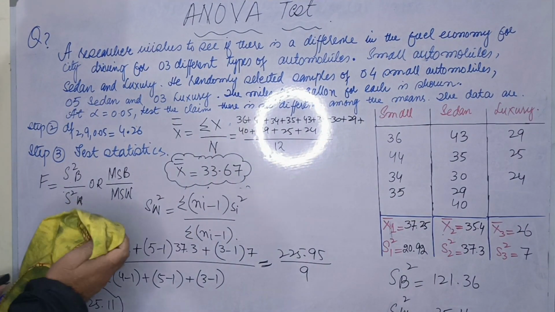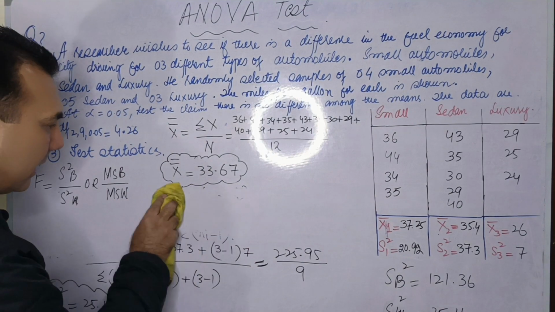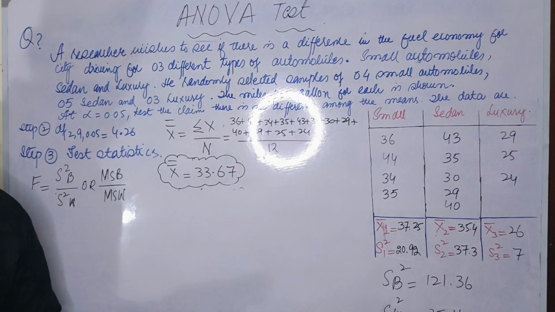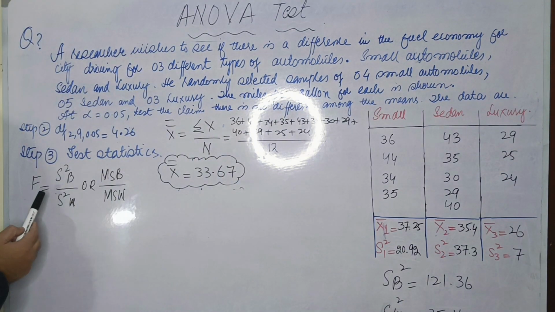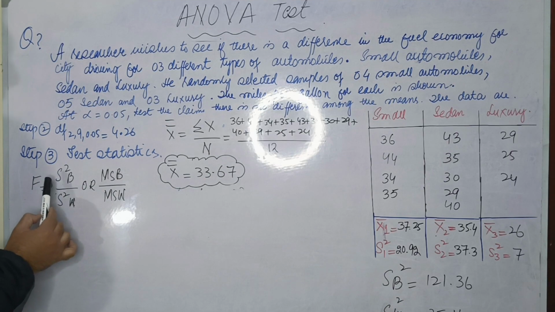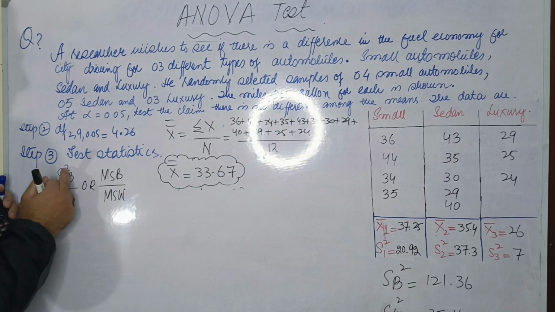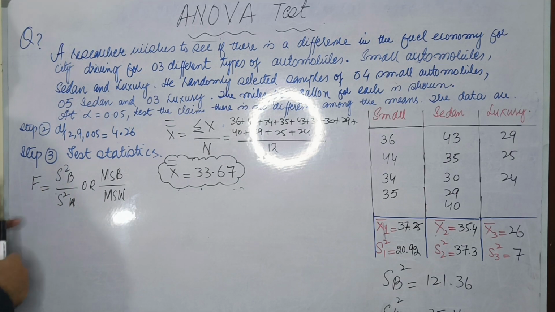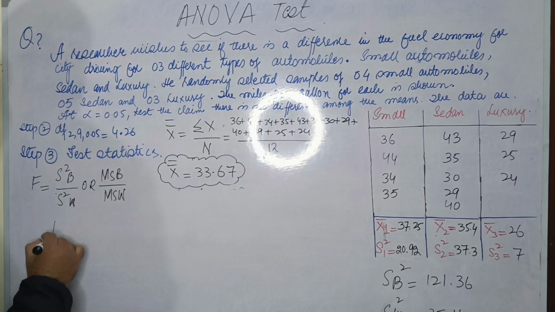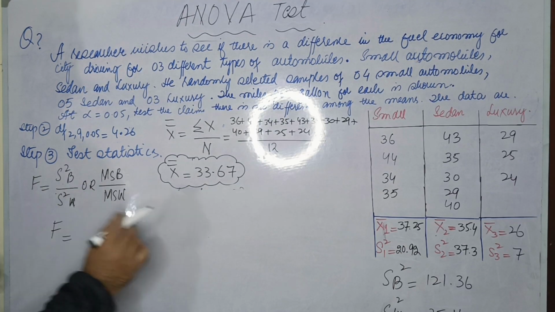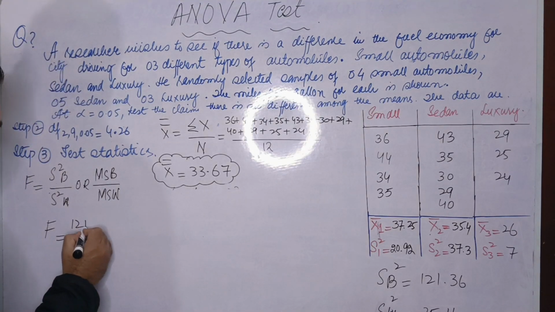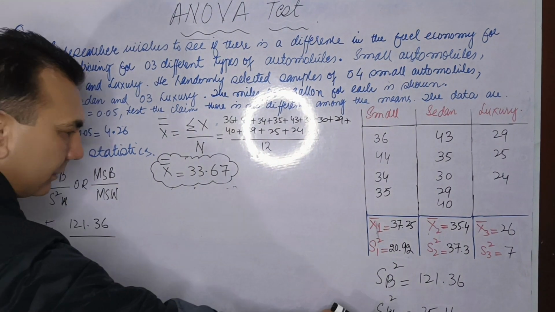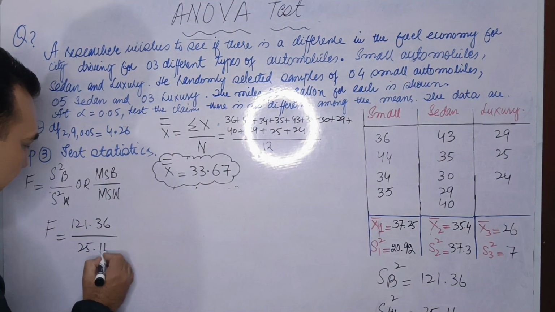So now, in the last step, we find the values as per the formula of the F test. We have to find the variance between the groups, and then divide it by the variance within the group. So in the last, F is equal to the variance between the groups, which we found to be 121.36, and the variance within the group is 25.11.